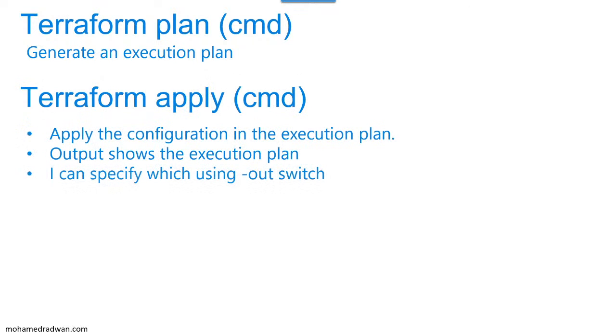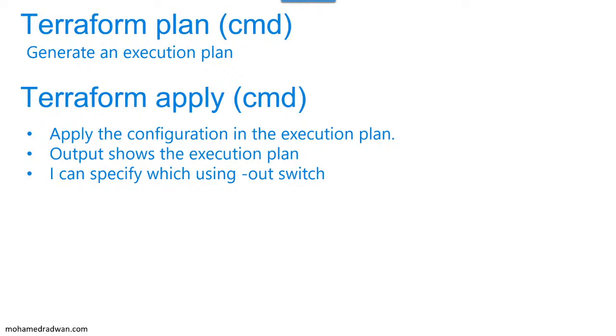Okay, Terraform apply. You apply the configuration in the execution plan by running Terraform apply. The command line output shows the execution plan and will always prompt you for approval. So it will not execute without your approval first.